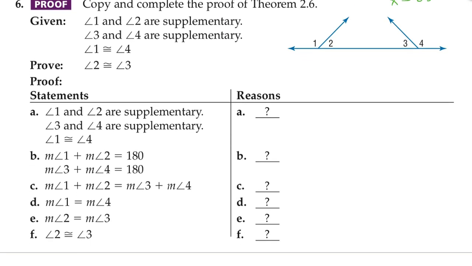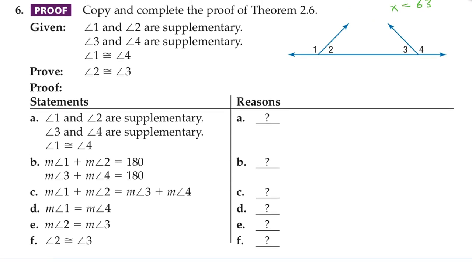Okay, copy and complete the proof of theorem 2.6. Oh, we already did the theorem 2.6 proof, but let's check this out, okay? So we're given that 1 and 2 are supplementary and that 3 and 4 are supplementary. Okay, so that was given to us. And then usually right from there, we have a vocabulary word, so we go ahead and use its meaning. I don't like that this book leaves out degrees, but we go ahead and use that vocabulary's meaning, and what we get is the two things add up to 180 degrees by the definition of supplementary angles.